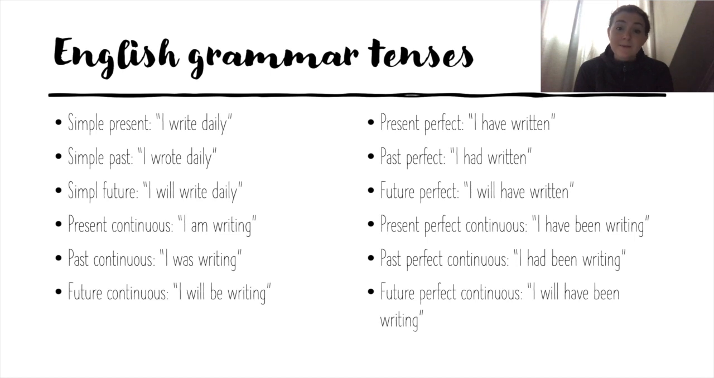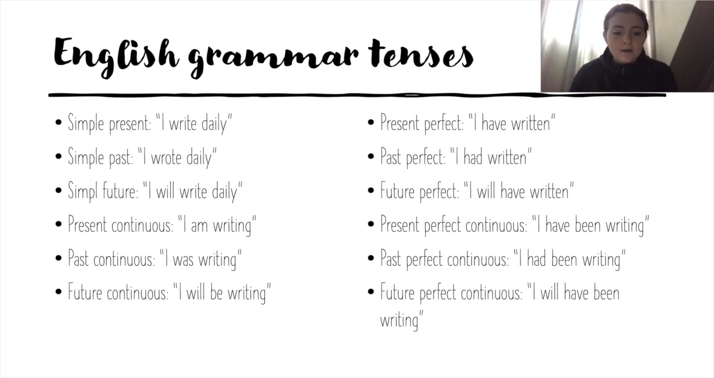Then it would be the past continuous. I was writing. So for example, if somebody wants to ask you, what were you doing yesterday at noon? You could say, I was writing. I was writing my job application, the motivation letter for my job application, or I was writing my essay for school, right? It's no longer happening, but it was happening at that moment in time.